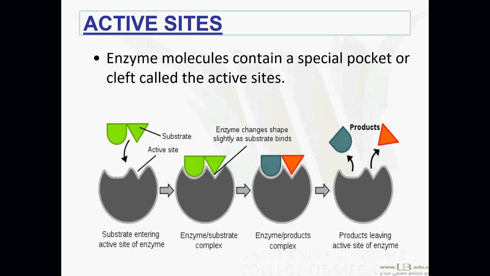So the substrate can bind to the enzyme, and by binding to the enzyme it will be transformed slightly, and this type of binding is known as the enzyme-substrate complex. Then some changes will take place in the substrate, making it like an initial type of product, but it still binds with the enzyme, so it's known as the enzyme-product complex. And finally, the enzyme will release the product in its final form.